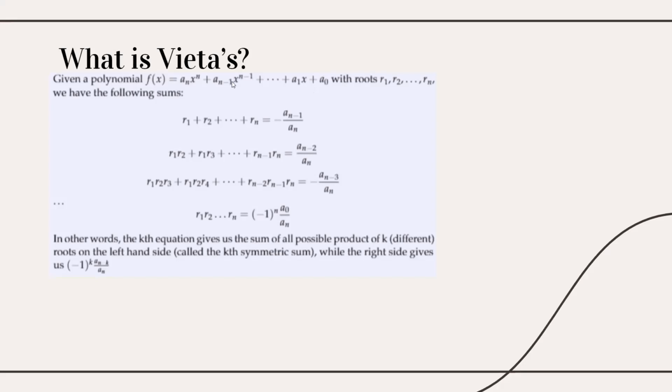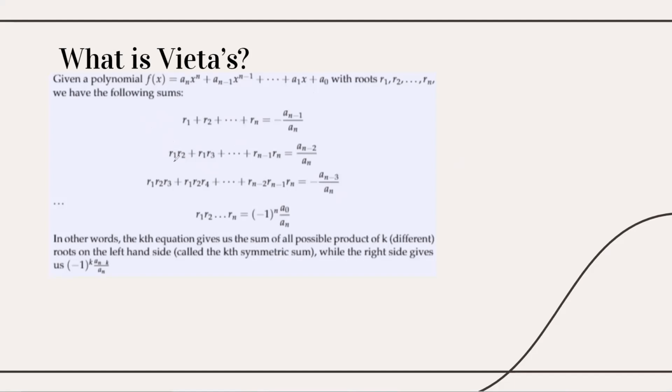So on the left-hand side of these equations, we have the kth symmetric sums of all the roots. In other words, we multiply k of the roots, and then we add them up over all possible products of k. For example, in this first line, k equals 1, and we basically just take the product of one root. So that's just taking one root at a time, and we just add them all up, right? So this is just the left-hand side.